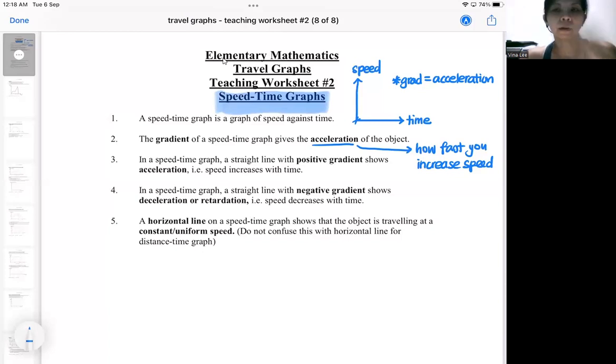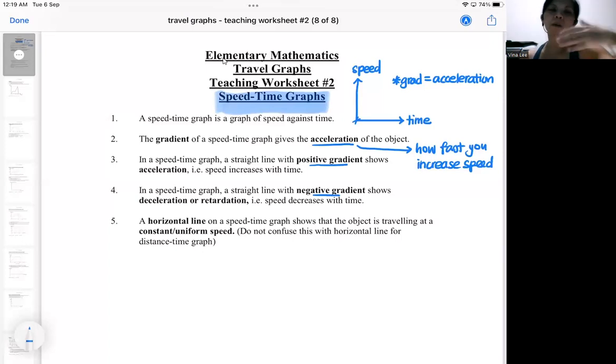Imagine you're going someplace in a rush, you are late for school. So your mom or dad has to drive very fast, so you will tend to accelerate very fast. So the gradient represents how fast you increase the speed. Because of this, there will be a difference between positive gradient and negative gradient. When the gradient is positive, that means you're increasing the speed.